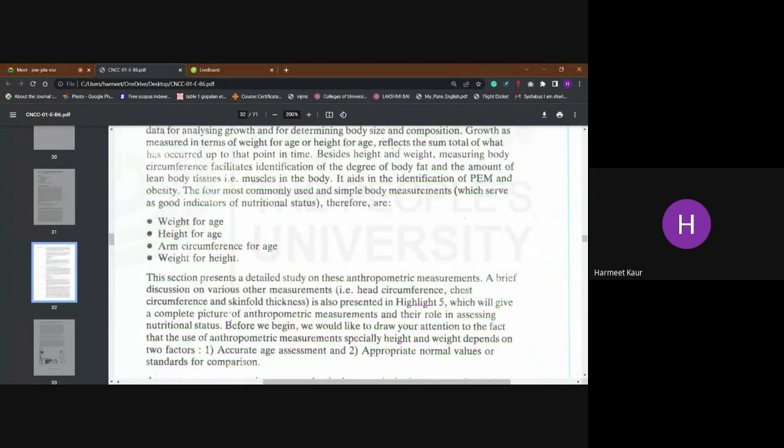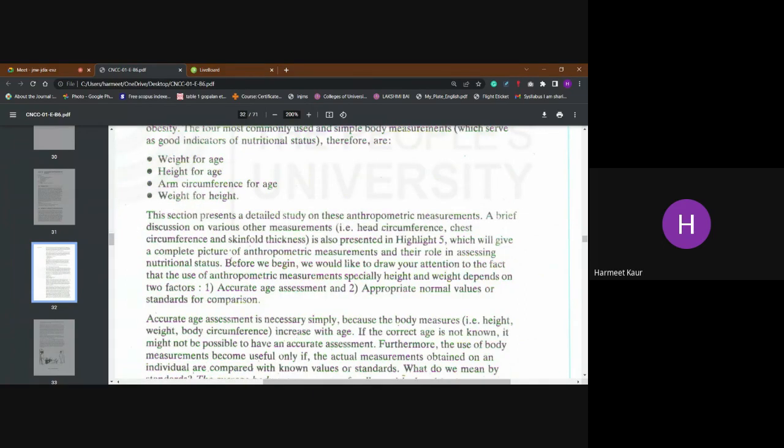Okay, so these four are the basic anthropometric measures. Now, why do we say that these four indicators are useful? Because whenever we talk about weight for age, that means at this particular age, the child's weight should be this. At this particular age, the height of the child should be this. Now, it is very important, firstly, to correctly note down the age of the child, so it is very important to do the age assessment accurately.